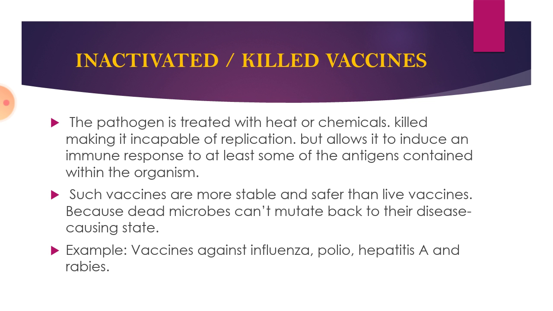Let's see inactivated or killed vaccines. The pathogen is treated with heat, chemicals, or radiation, killing it and making it incapable of replication, but it still induces an immune response to at least some of the antigens contained within the organism. Such vaccines are more stable and safer than live vaccines because dead microbes can't mutate back to their disease-causing state. Vaccines against influenza, polio, hepatitis A, and rabies are examples of inactivated vaccines.